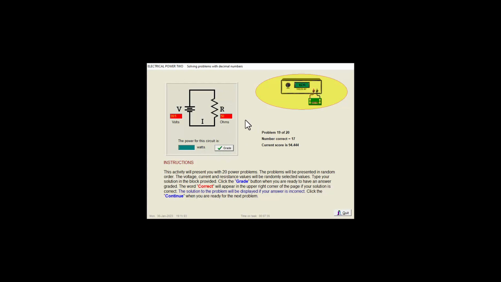And V and R, so it's V squared over R, we have 99.5 squared divided by 50, and I got 198.0.